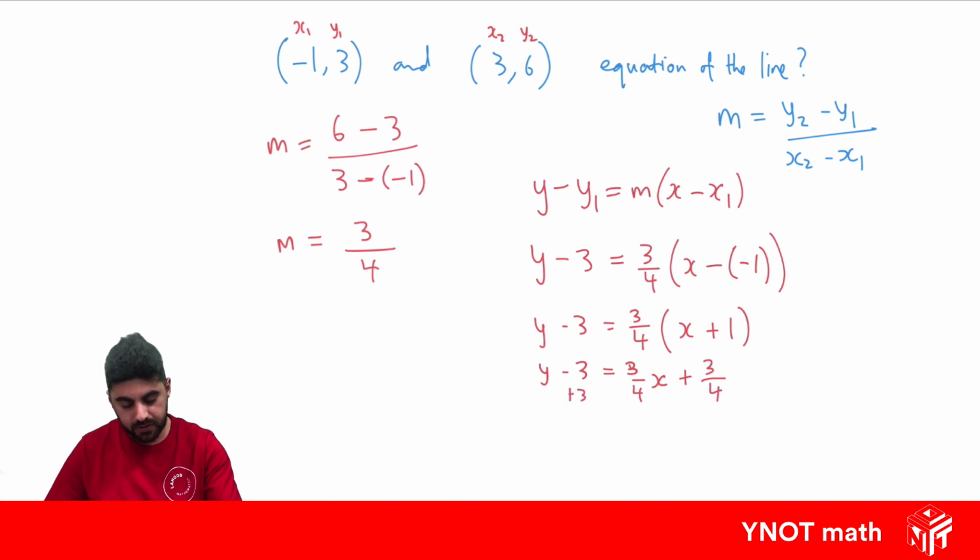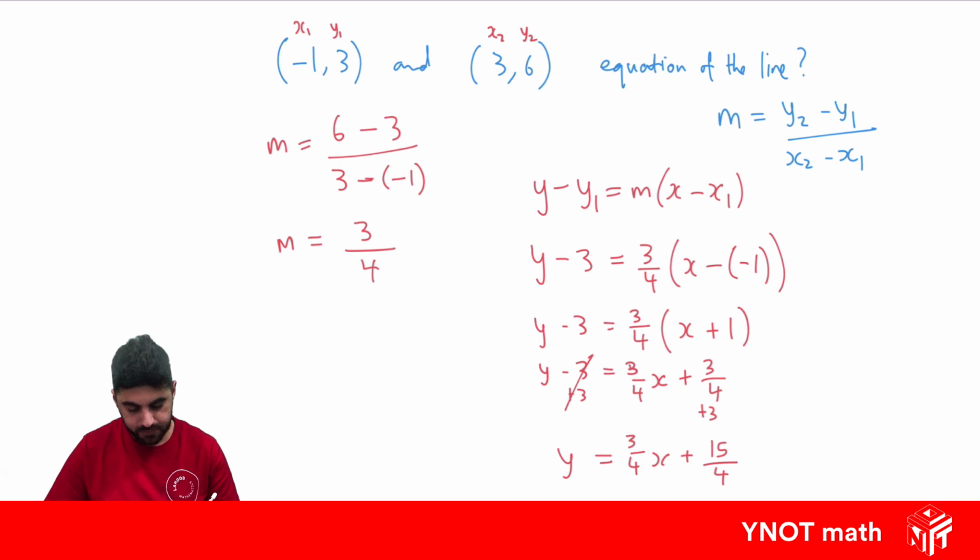We can add 3 to both sides to put it in y equals mx plus c form. So we get y equals 3 over 4x plus 15 over 4.